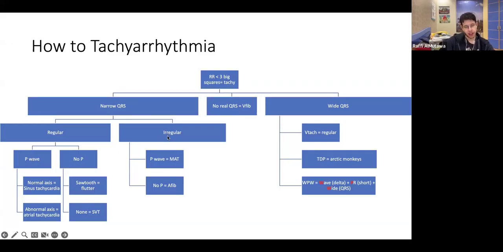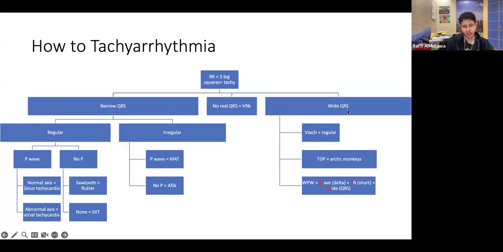Now, irregular. Let's say it's a narrow QRS, but it's irregular. Look for P waves. If there are P waves, this is multifocal atrial tachycardia. This is related to COPD. And then if you don't see a P wave, that's AFib. Irregular.